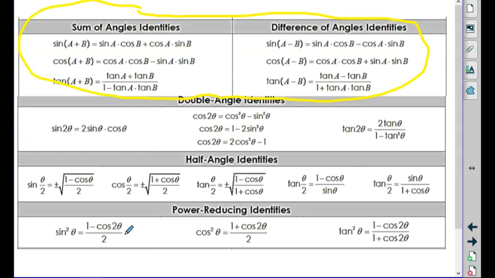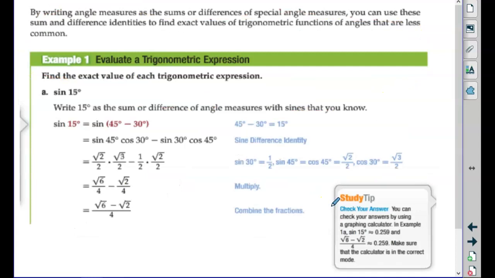All right, so we're mostly talking about these today, the sum and difference ones up here. We will eventually do the majority of those, not all of them. Here's a quick example of why we have these. In order to write the sine of 15 exactly, I don't know what the sine of 15 is. It's not in my unit circle.